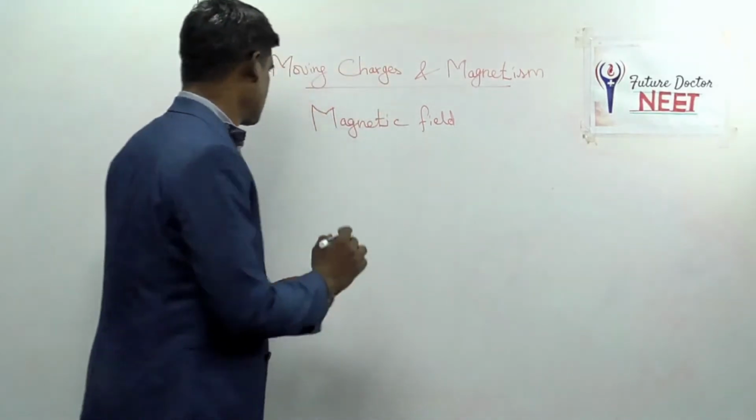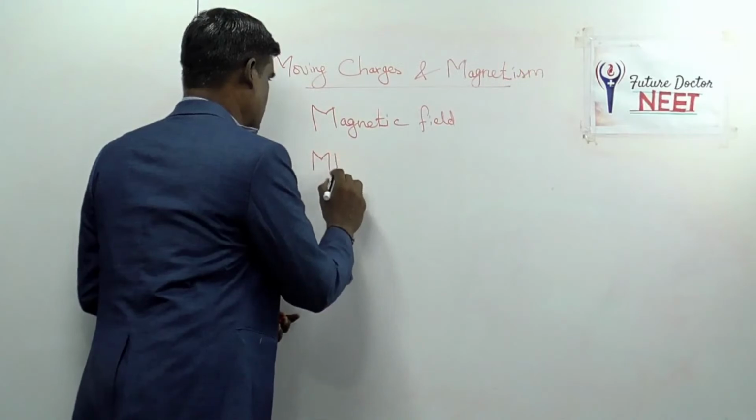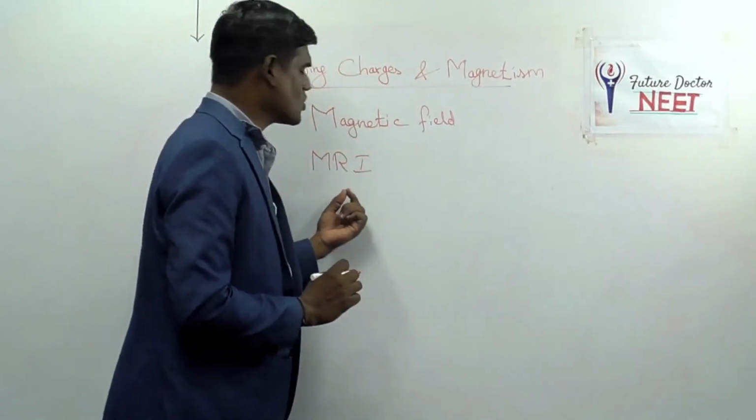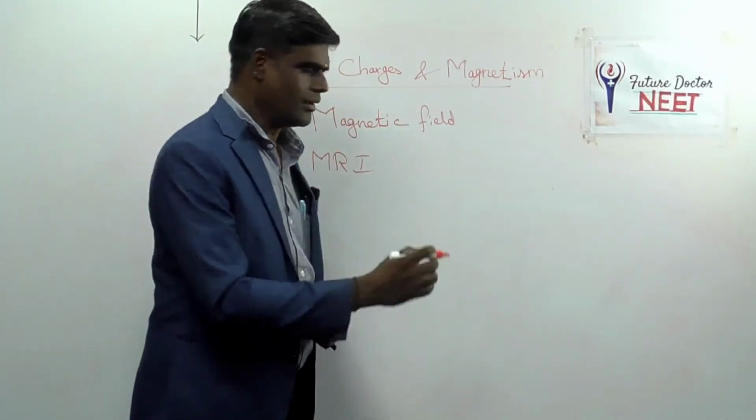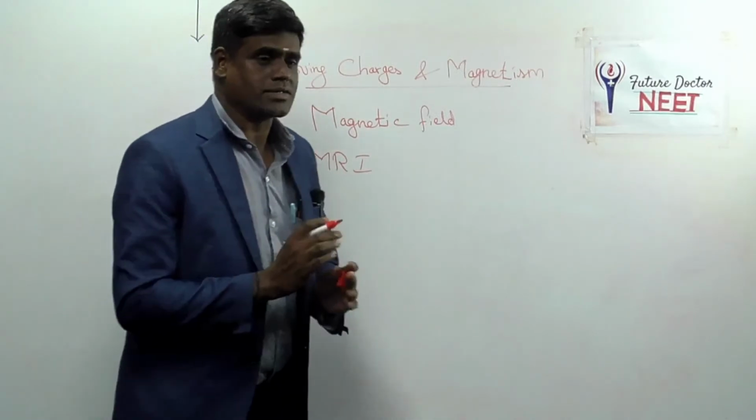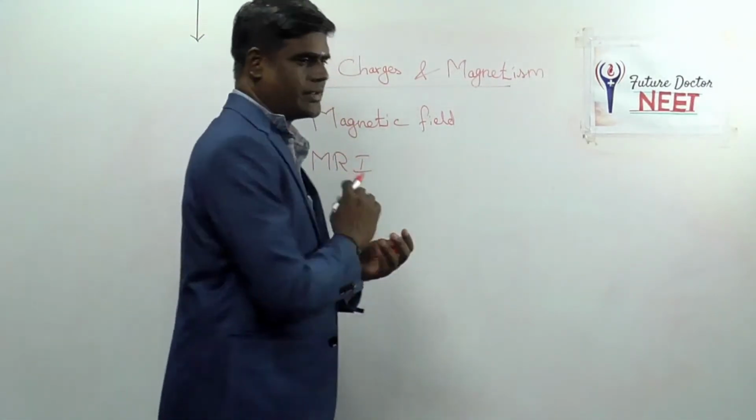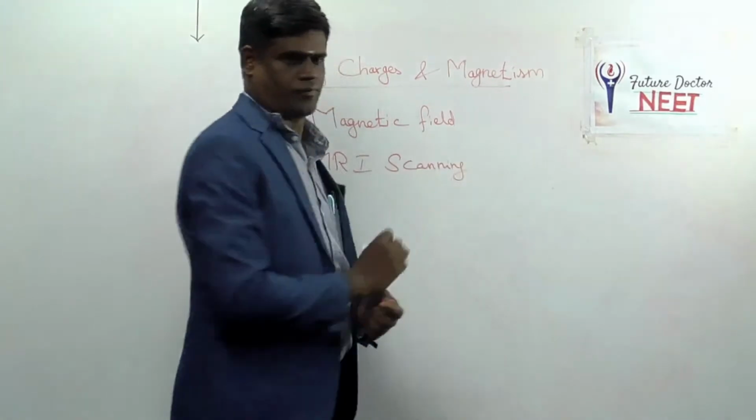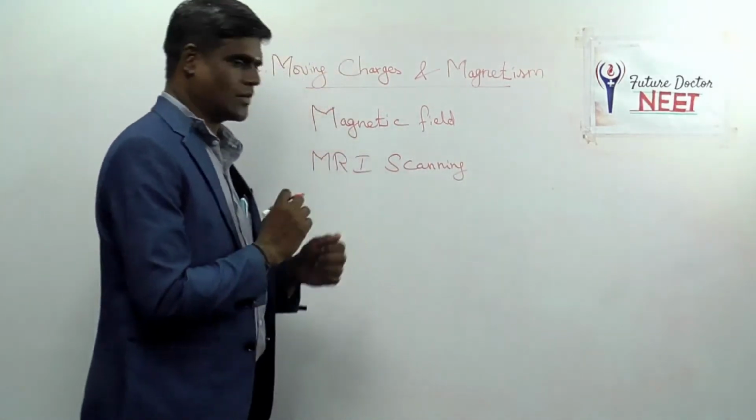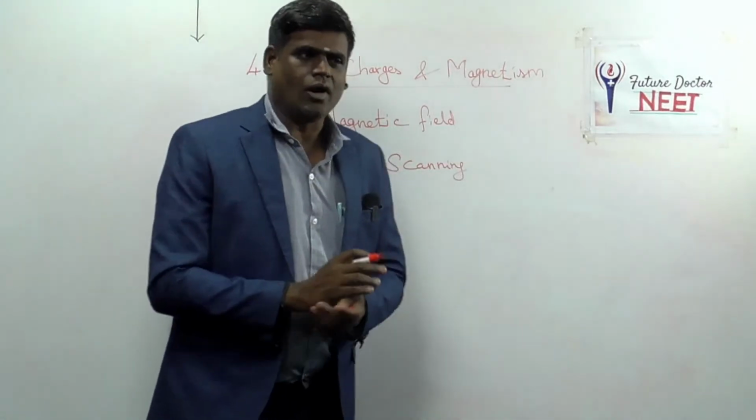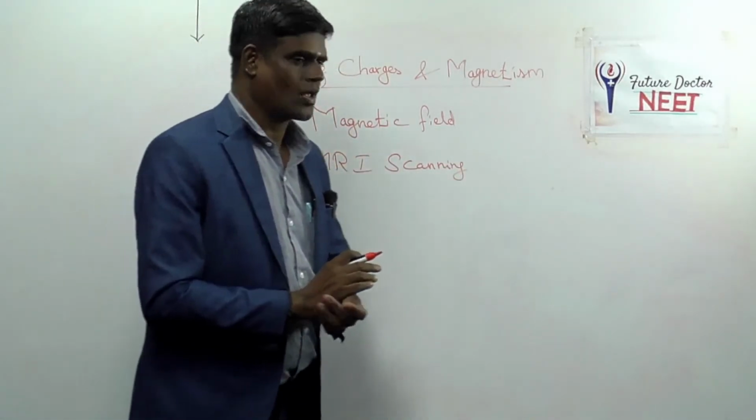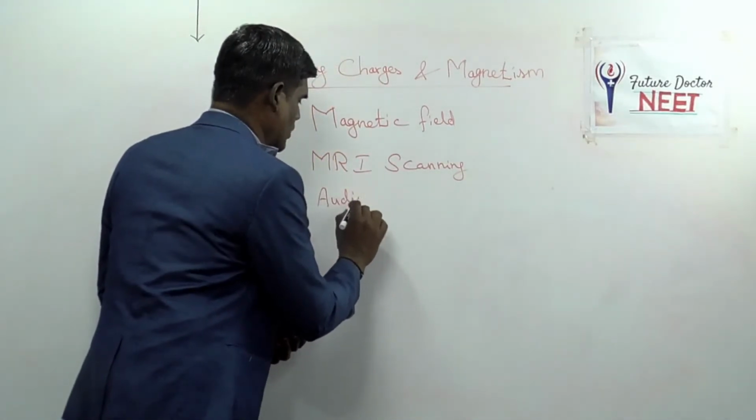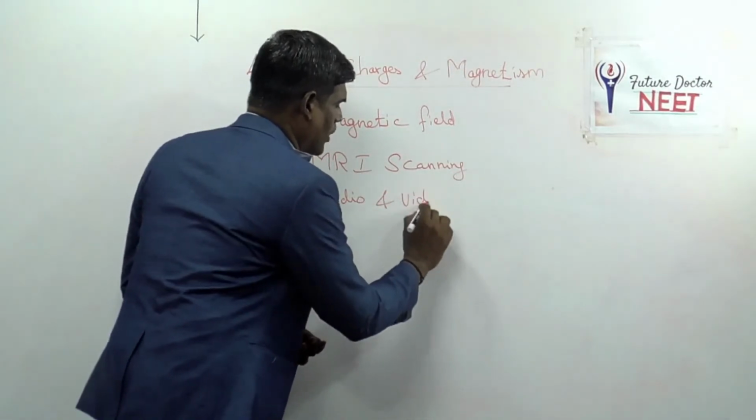Best example, MRI scanning. What is MRI? Magnetic resonance imaging. In MRI scanning, an intense magnetic field is used. And the same magnetic field or magnetism is used to record audio and video.